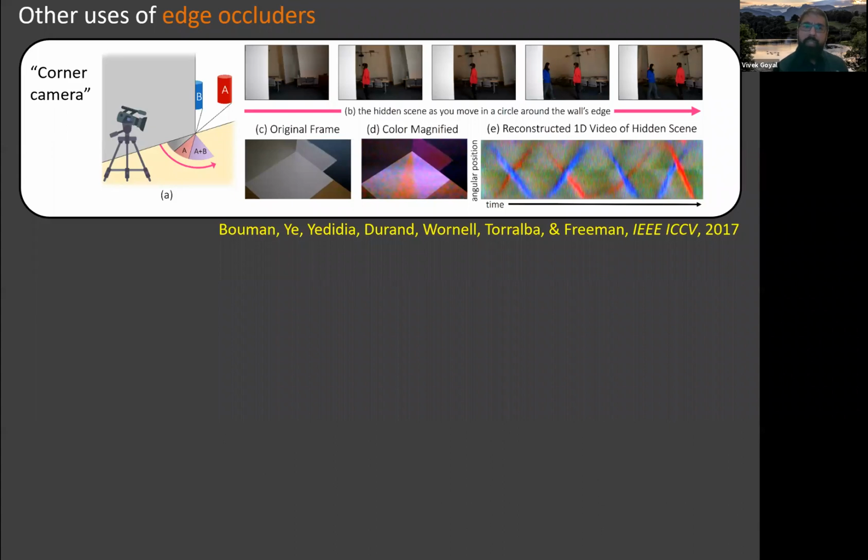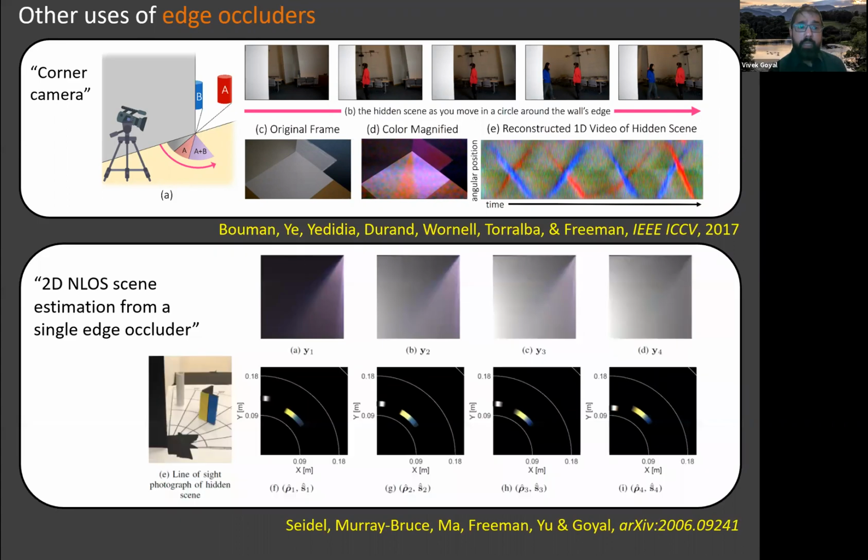A single frame of the input video can appear to have no non-line of sight information in it. Using multiple frames, they build on change magnification ideas that have been developed in Bill Freeman's group over many years to achieve these results. We've built upon this idea to show that one can use a single frame to produce two-dimensional scene estimates.